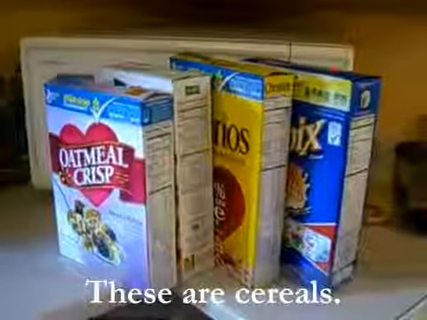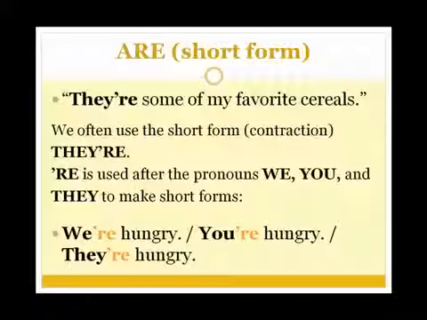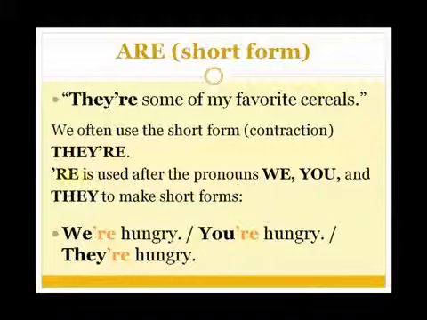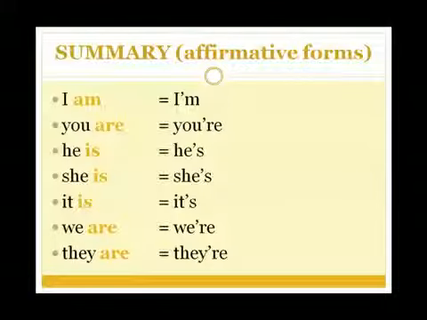These are cereals. They're some of my favorite cereals. The short form of are. Example: they're some of my favorite cereals. We often use the short form or contraction they're. Apostrophe re is used after the pronouns we, you, and they to make short forms, as in we're hungry, you're hungry, they're hungry. Let's review the affirmative forms.